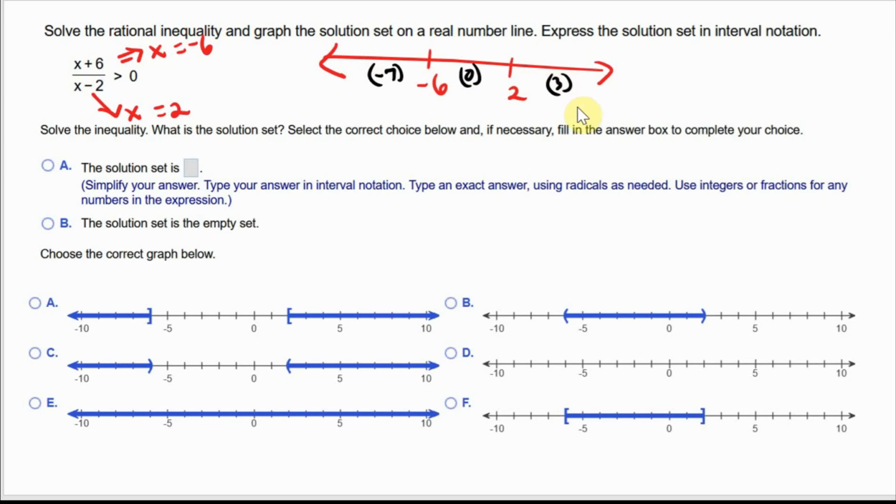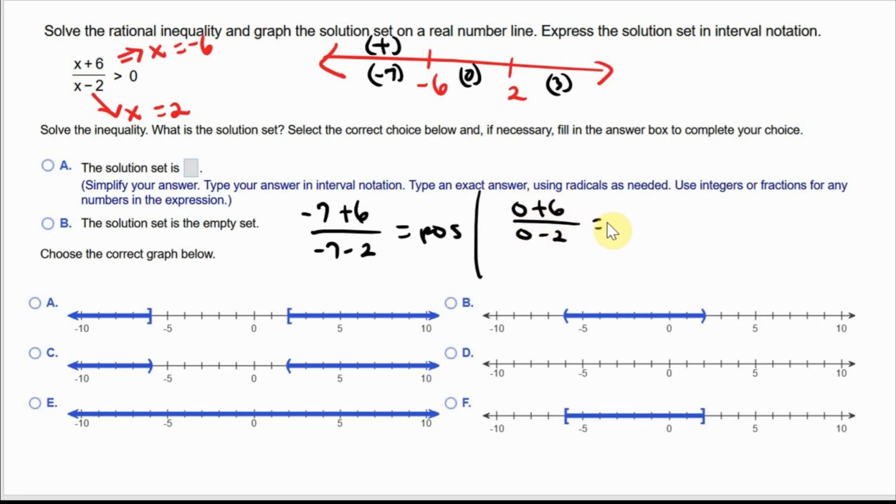So we're going to plug in for x, first the -7. So I have (-7 + 6) divided by (-7 - 2). The top is negative, the bottom is negative, so this is positive. I'm just concerned about the sign. Next, we plug in 0, so we get (0 + 6) over (0 - 2). We get negative. And then we plug in the 3: (3 + 6) over (3 - 2). We get positive.